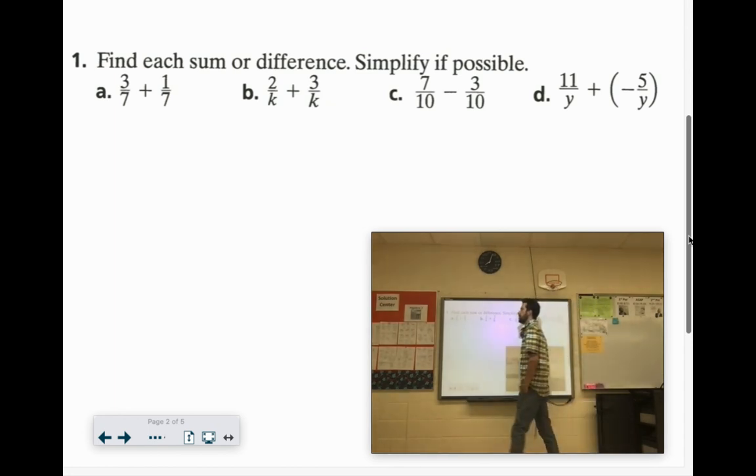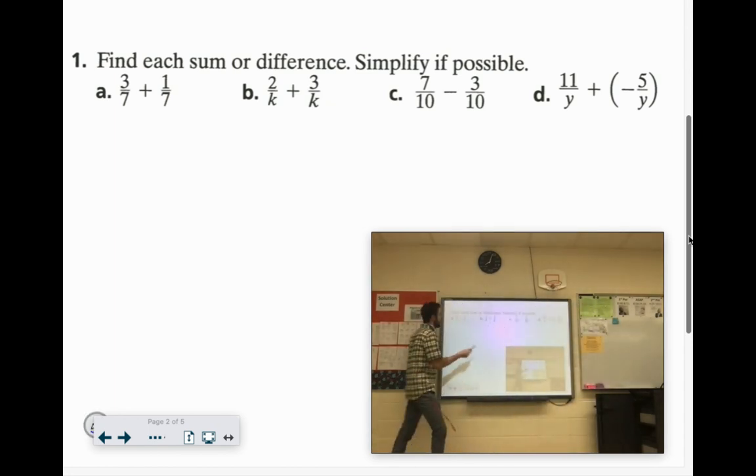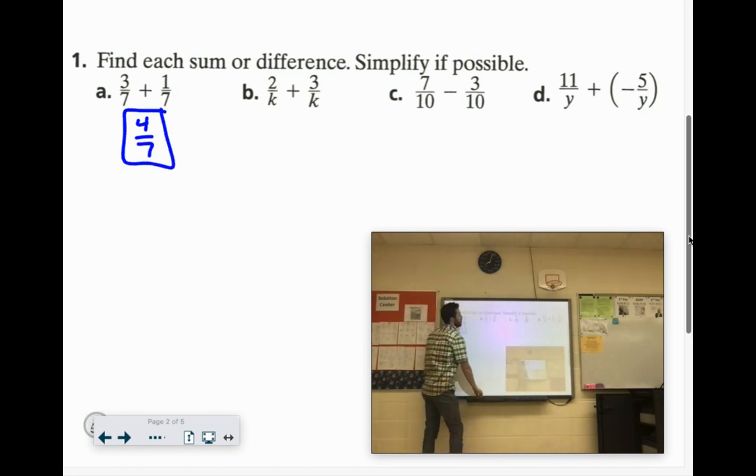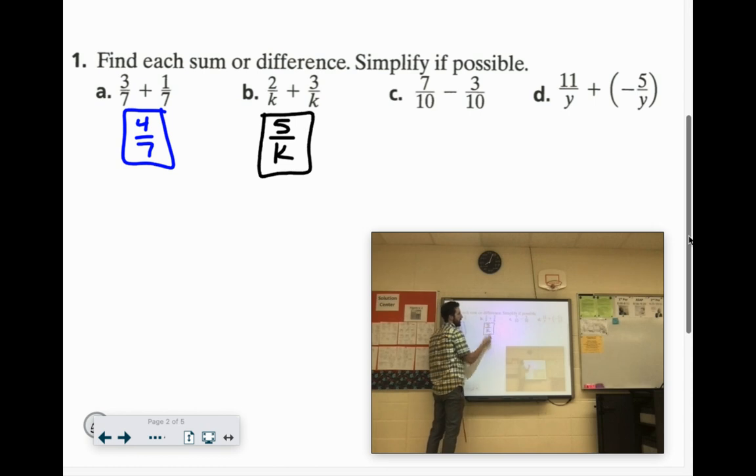All right, 3 sevenths plus 1 seventh. They're all sevenths. 3 plus 1 is 4. 4 sevenths. Can't simplify anymore. 2 over k plus 3 over k. 2 plus 3 is 5 over k. Can't simplify that anymore.